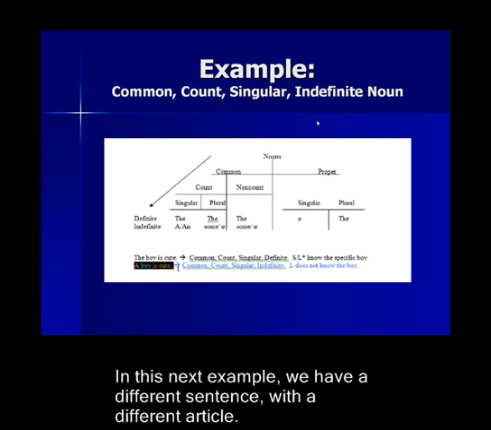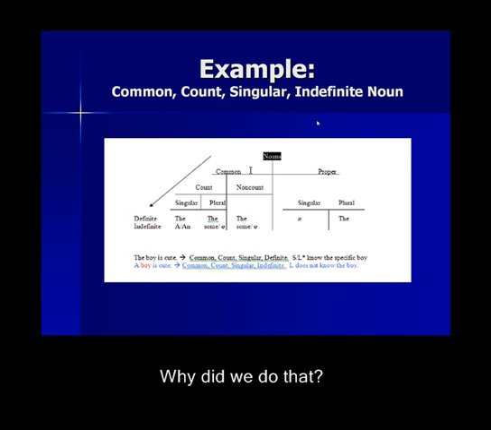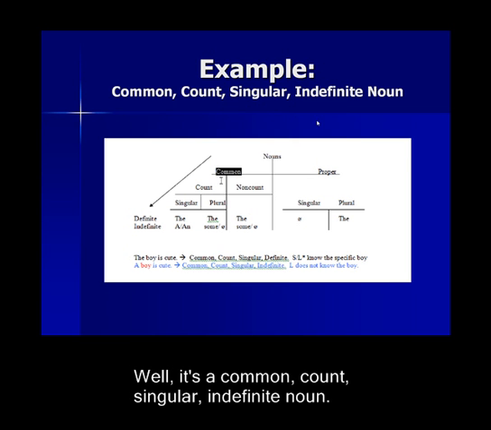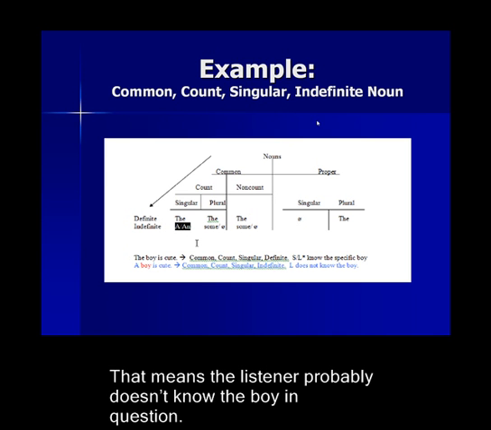In this next example, we have a different sentence with a different article. Our noun is still boy, but now we use the article a. Why did we do that? Well, it's a common, count, singular, indefinite noun. So we're going to use an a or an. That means the listener probably doesn't know the boy in question.